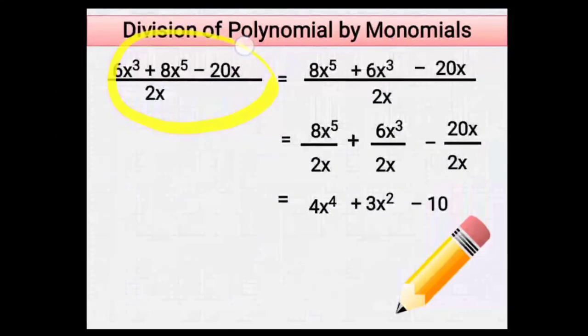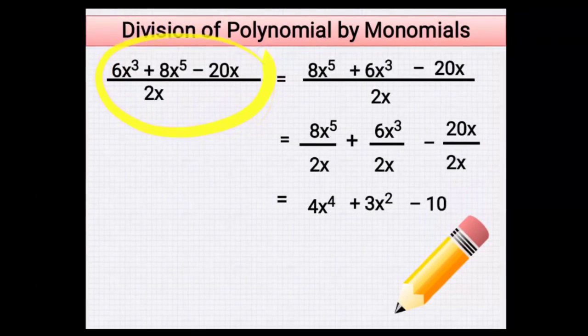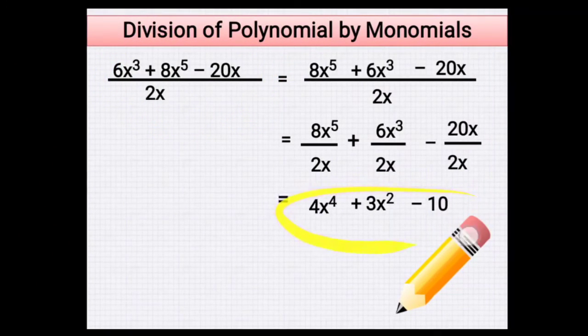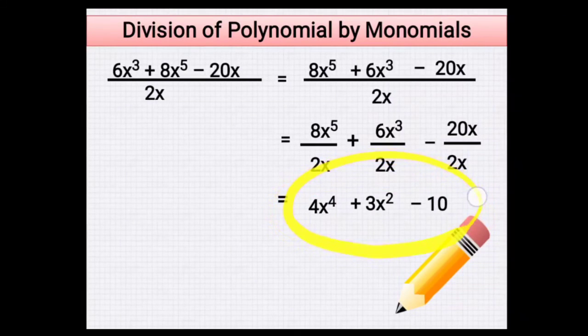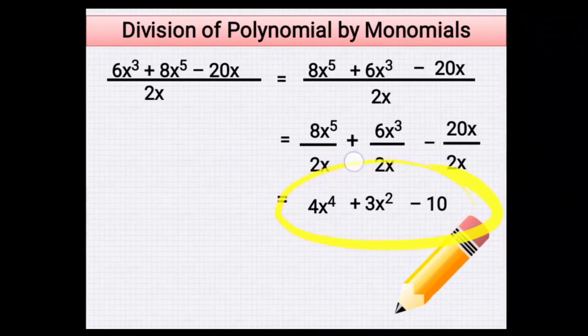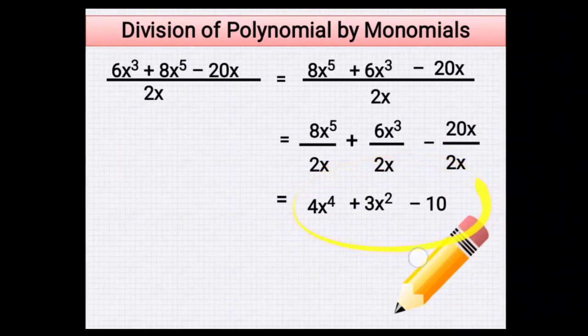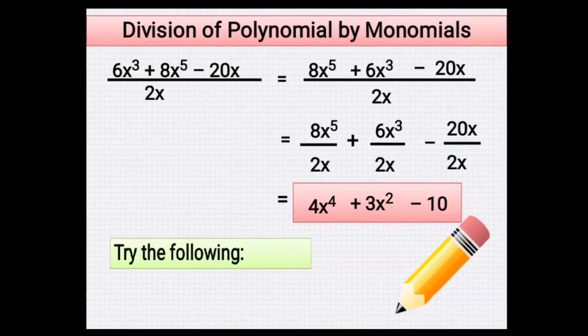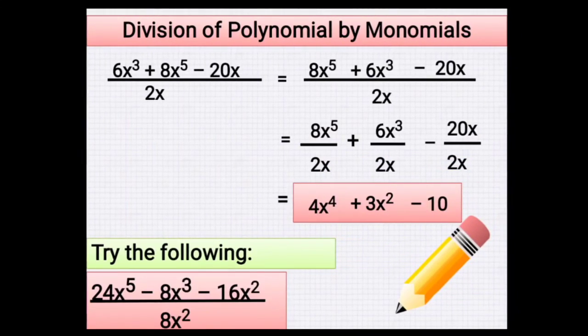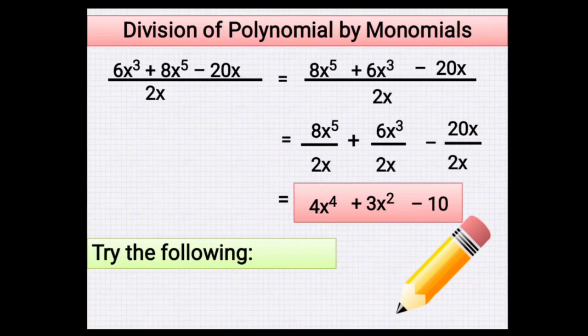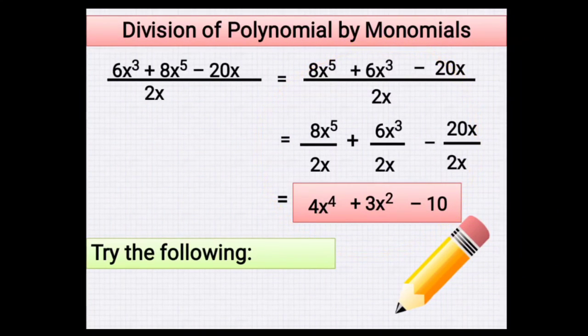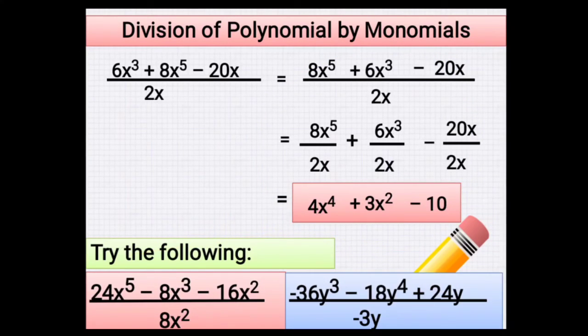For this division, our answer is 4x to the 4th power plus 3x squared minus 10. Kindly try the following. Write your answer in your notebook. Just do the same process as I did so that you will be able to get the correct answer.